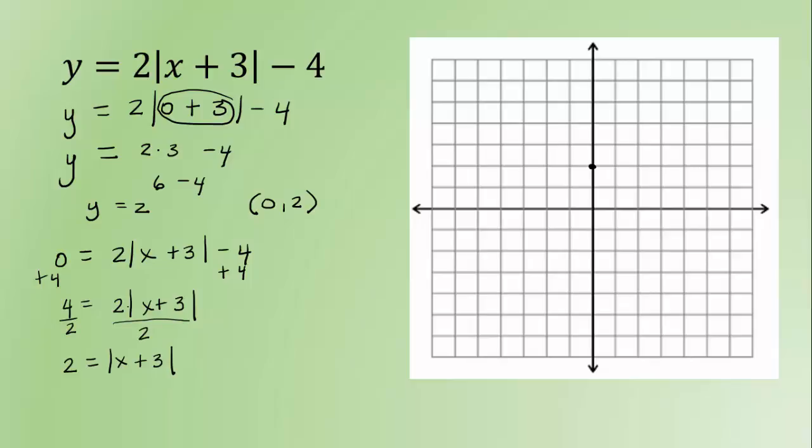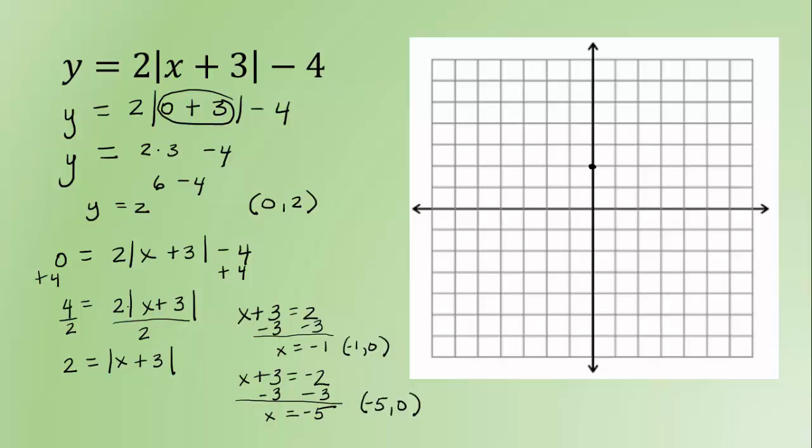At this point, we can set up 2 equations to solve. So there are going to be 2 solutions for this one. Either x plus 3 is equal to 2, or x plus 3 is equal to negative 2. Let's solve both. So x could be negative 1, giving me the intercept (-1, 0), or x could be negative 5, giving me the intercept (-5, 0).